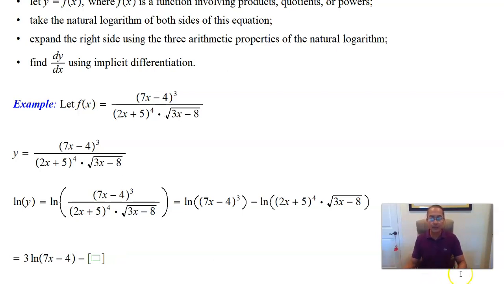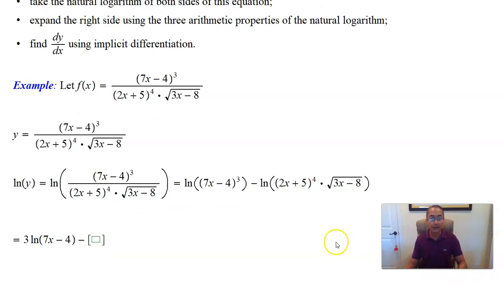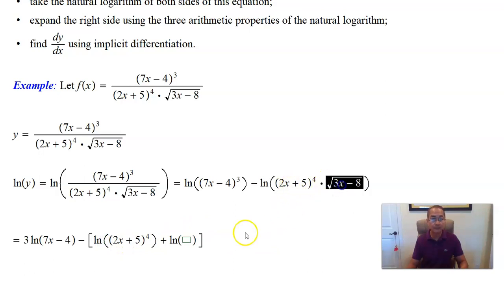Okay. So now we need to expand the product that we see over here. That's the ln of something to the fourth plus the ln of the other factor. Okay? So the ln of the product becomes the sum of the two ln's, like so.